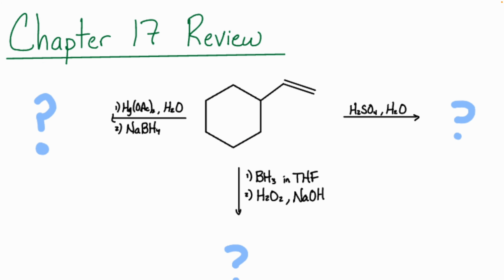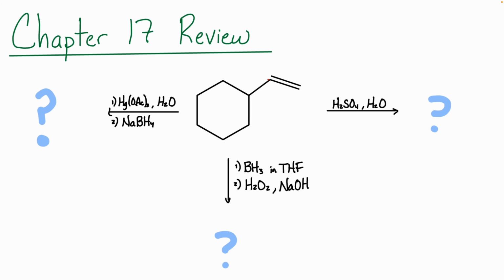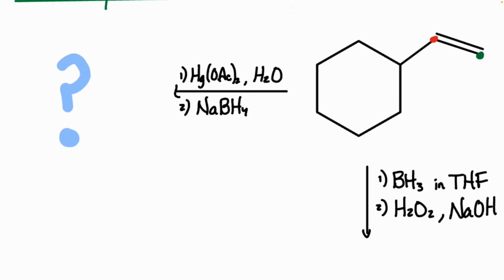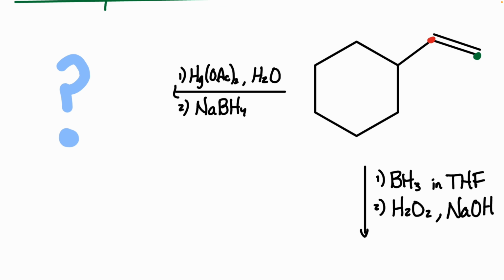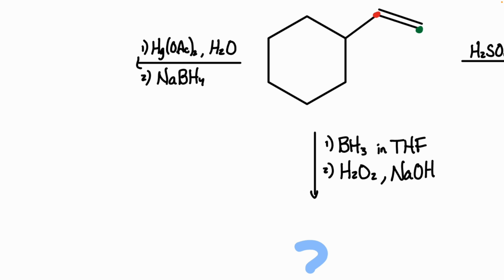All right, we're gonna start in on this alkene hydration business. I have this carbon-carbon double bond. I'm gonna color one of those carbons red and one of those carbons green. These hydration reactions, we're gonna add water to this double bond, meaning hydrogen on one side, the hydroxyl group on the other side. So let's start with this oxymercuration reaction here.